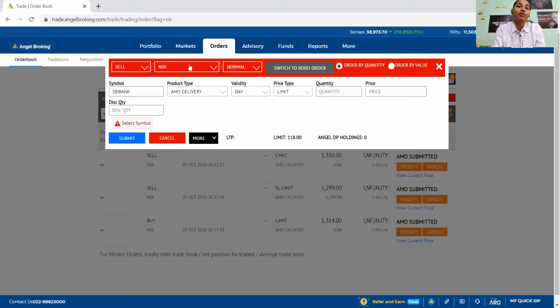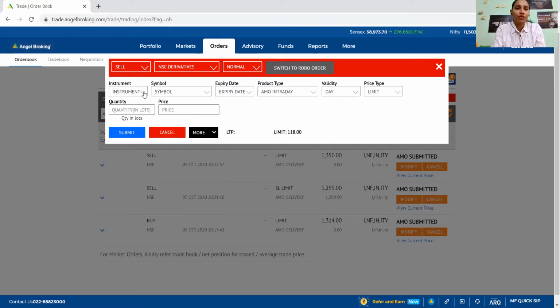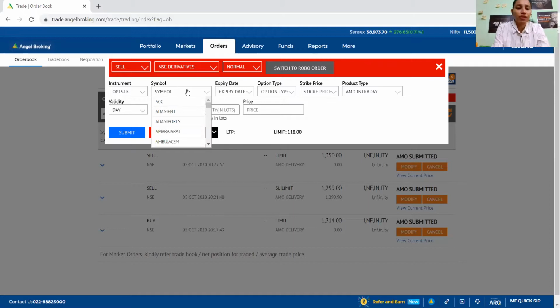Let me just try it out with a future and option if it shows like this. Let me just do it. Instrument, I'll do this option stock, okay? And the symbol will be, let me do it SBI only. Oh, sorry, yeah. So let me just type in over here, ICICI Bank. Why is it coming down like this?